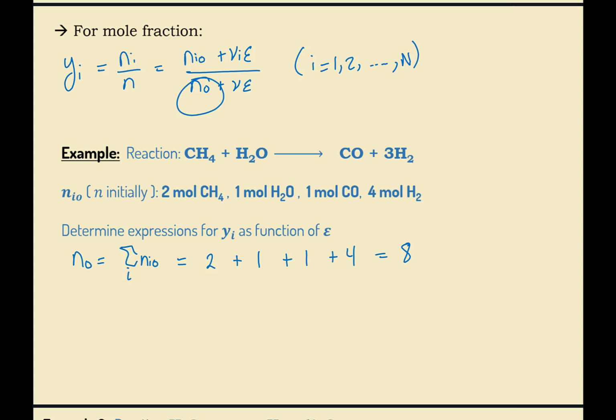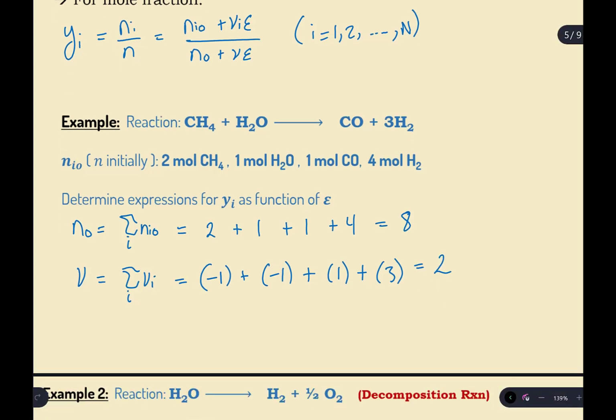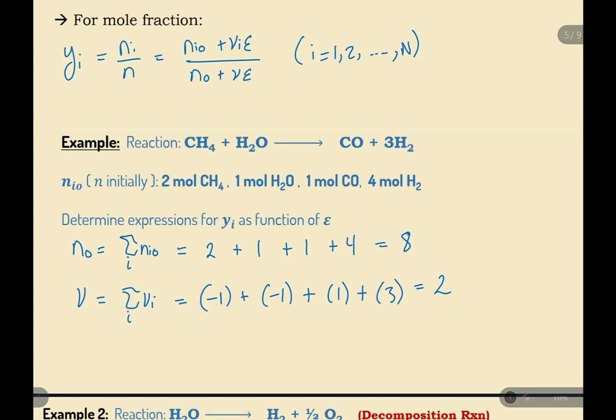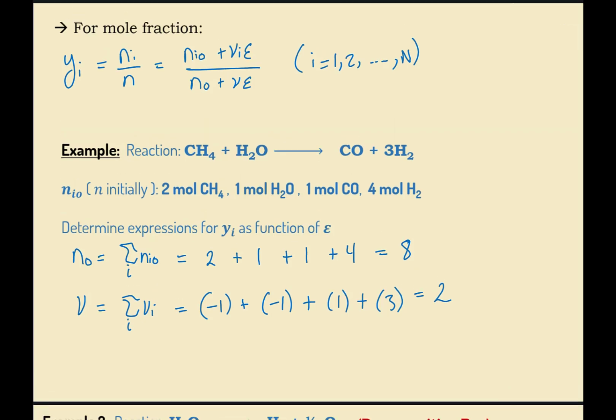So that's the initial number of moles. We found one part of the puzzle. Next part, we want to find the summation of the stoichiometric numbers. So this is going to be the summation of all the stoichiometric numbers. We got -1 plus -1 plus 1 plus 3. Alright, so we get in the end 2. So now we want to write down expressions for the mole fractions for each one. We're going to start off with methane. So we write y methane. So YCH4 is equal to what?